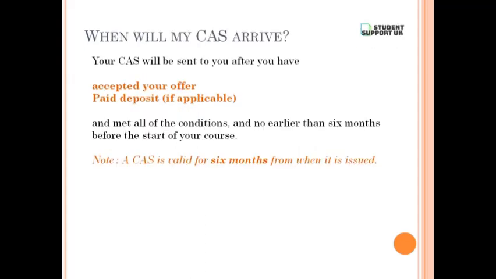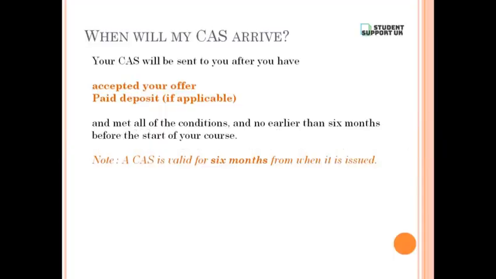When you should expect your CAS: it is basically the last step before you make your application for your visa. So how you will get the CAS is if you have accepted your offer. The offer has two different steps. First, you get a conditional offer, which may ask for maybe some IELTS or some more documentation. Once you fulfill your conditions, then you will get an unconditional offer letter.